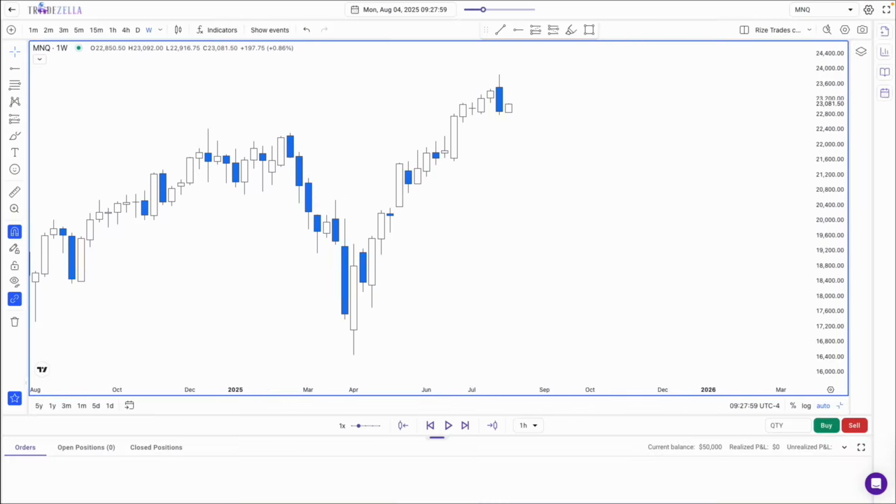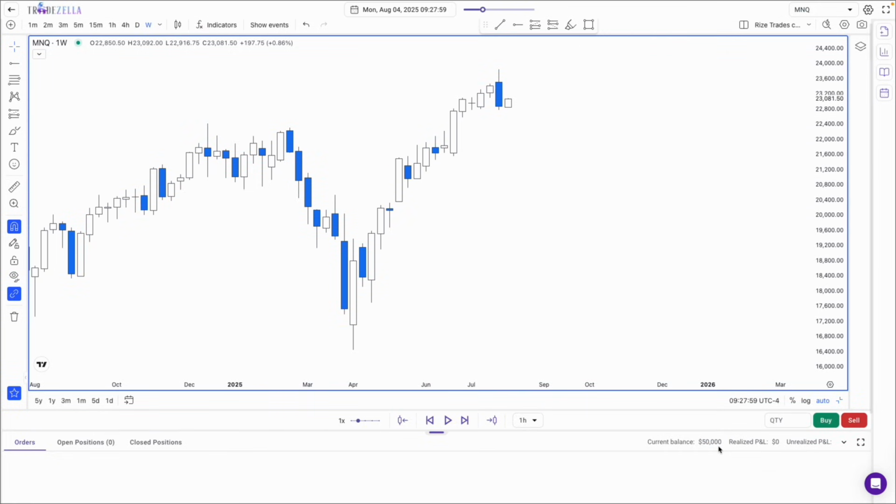So if we come over here to TradeZeller, this is where we're going to be running the back test. You can see down here, current balance is 50,000. We're going to be trading a $50,000 account. And this will be very important when we go to look at the results and how you guys can scale your trading at the end of the video. That is a very important point to make. We're trading a 50K account to make it realistic.